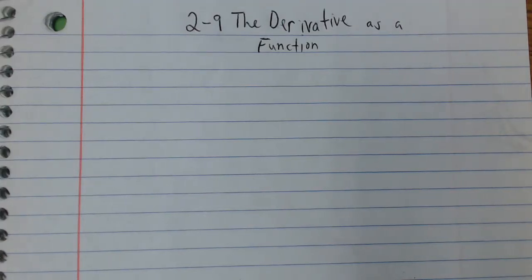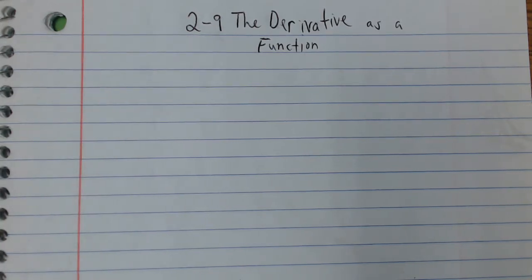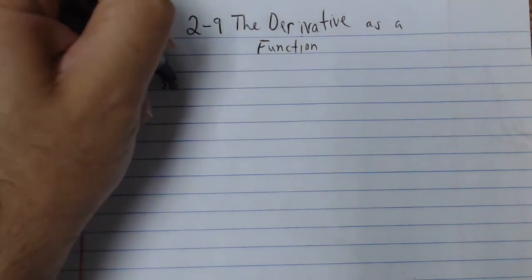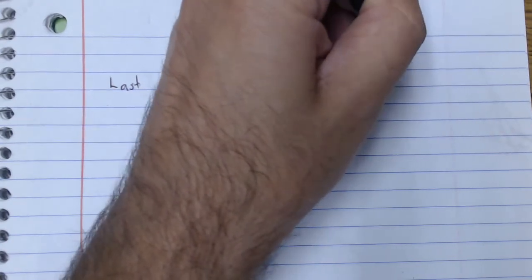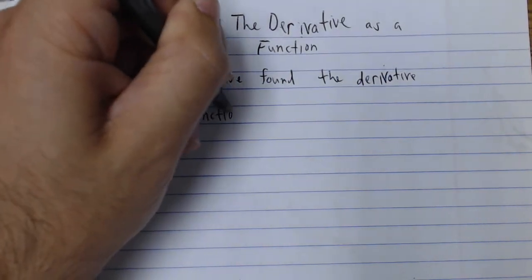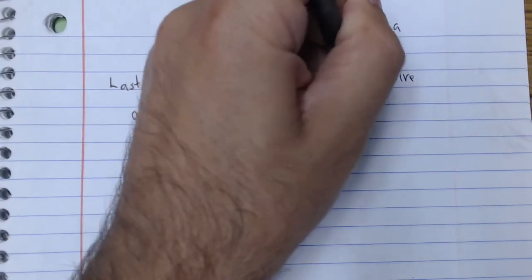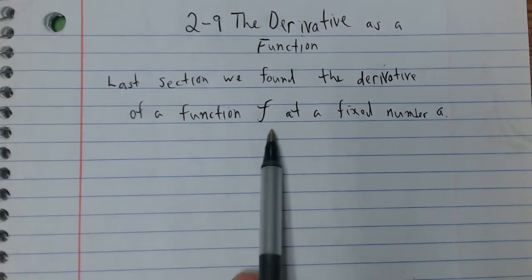Okay, so today we're going to talk about, once again, more properties of a derivative, and more importantly, the derivative itself ends up being pretty much a function. So if you notice so far, let's focus on the last section. In the last section, we found the derivative of a function f at a fixed number. Let's call that number a. This is what we did last section: we found a derivative at a fixed number a.